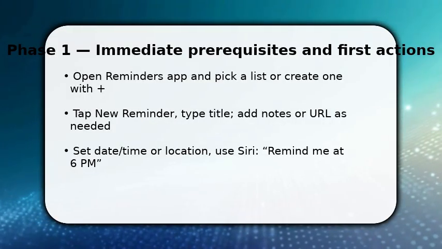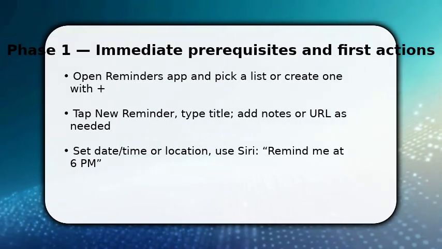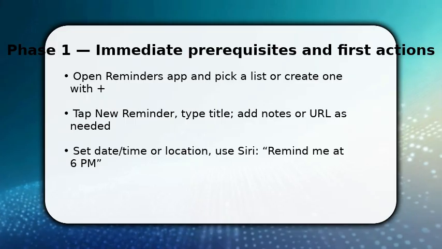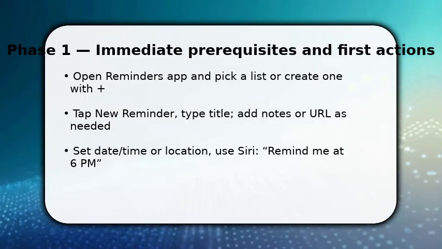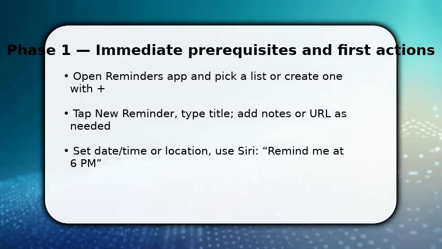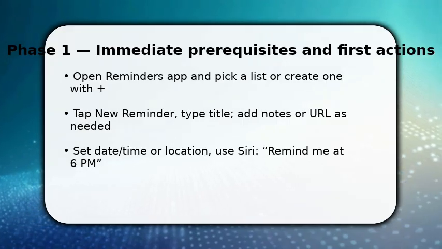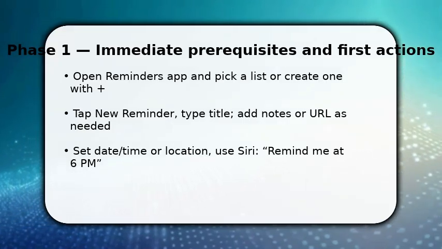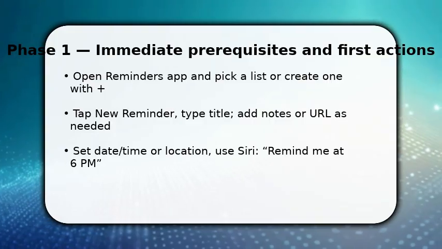You begin by creating an actual reminder. Open the Reminders app and choose a list or tap plus to make one. Type a clear title, then add details and notes so you remember the why. Once done, attach a date and time or a location trigger. That lets the system notify you when it matters.